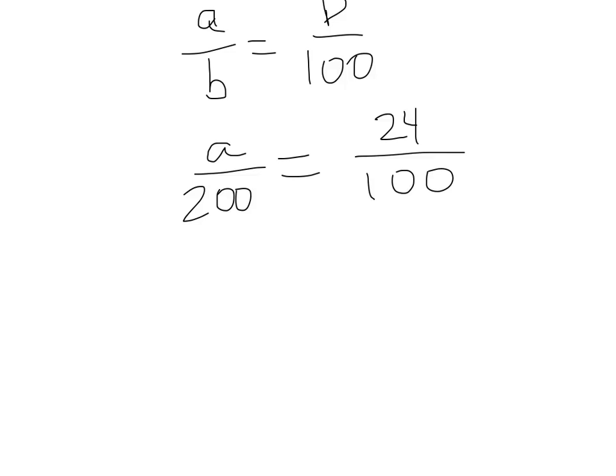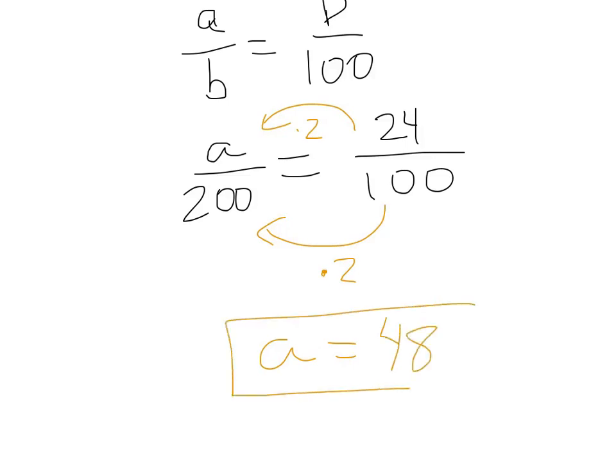Now, do I only have one variable left to solve for? I do. So I can solve either with butterflying, or simplifying first and butterflying, or I can do some mental math. How do I get from 100 to 200? Times 2, right? So what do I do to 24? Times 2. A equals 24 times 2, 48. Why don't you guys try this one?